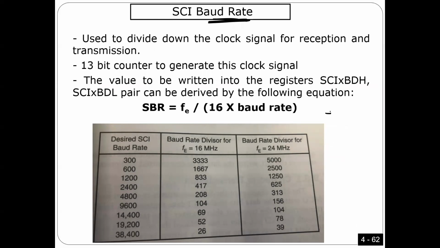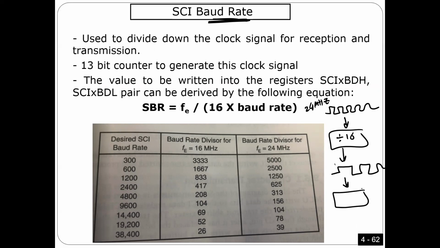Number one, we have the system clock. We use this clock many times in this course, which is 24 megahertz. This is the system clock. We are going to take this clock and divide it by 16, so we generate another clock. After you divide by 16, you divide it again by SPR, the number you are going to write. After that, I'm going to have another frequency here.